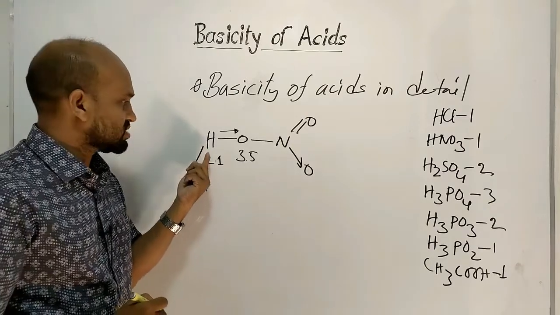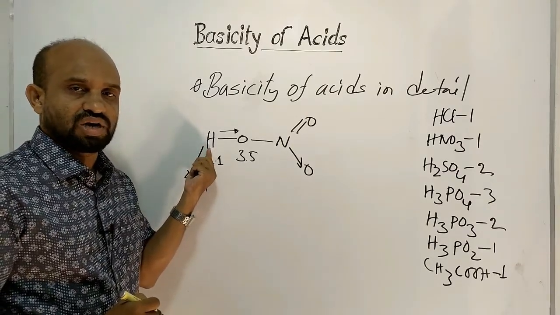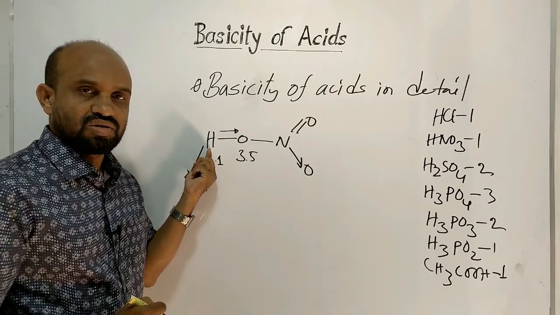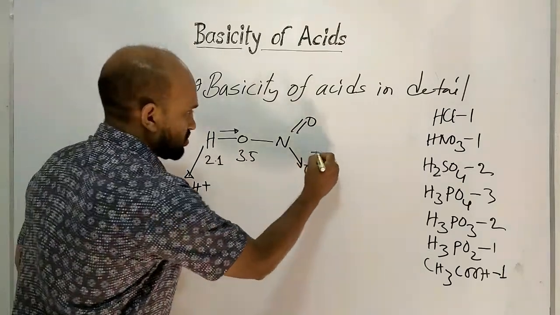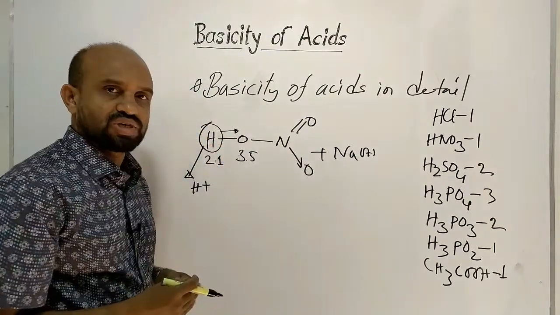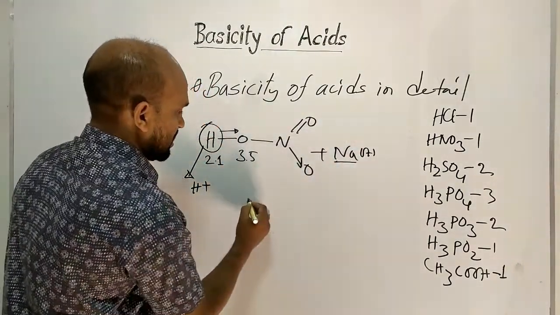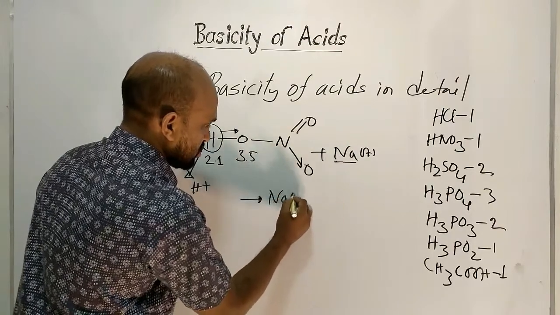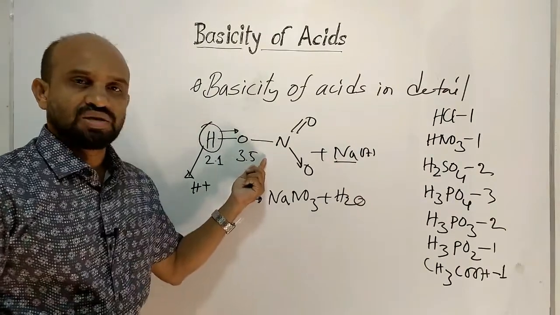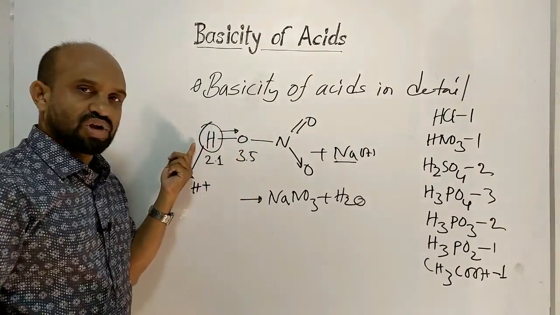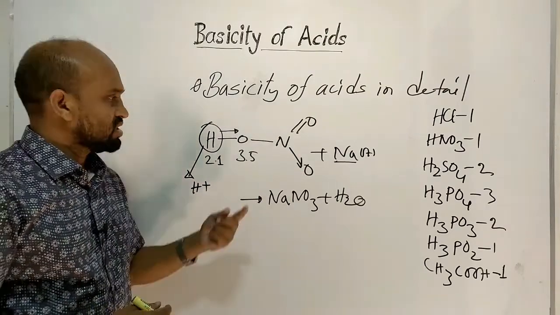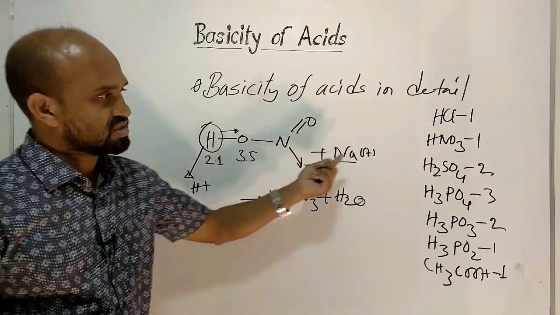So nitric acid has only one ionizable hydrogen atom. That is why its basicity is 1. Again, when it is added to a base like sodium hydroxide, this hydrogen atom is replaced by sodium metal and the compounds formed are sodium nitrate and water. So nitric acid has only one ionizable hydrogen atom, or replaceable hydrogen atom by a base. That is why the basicity of nitric acid is 1.